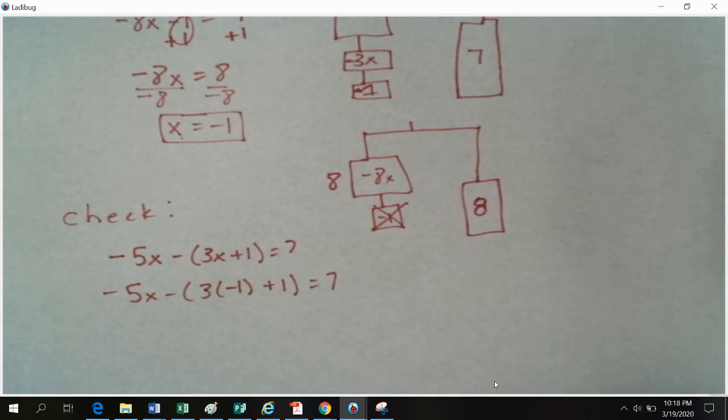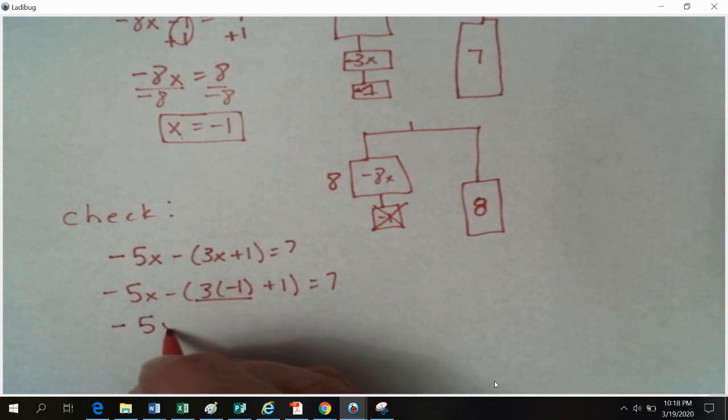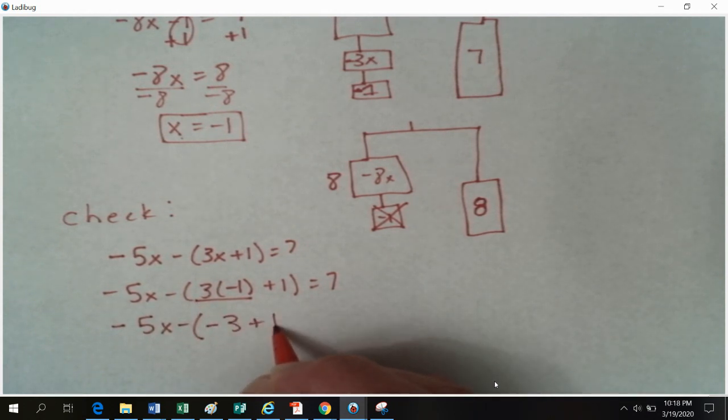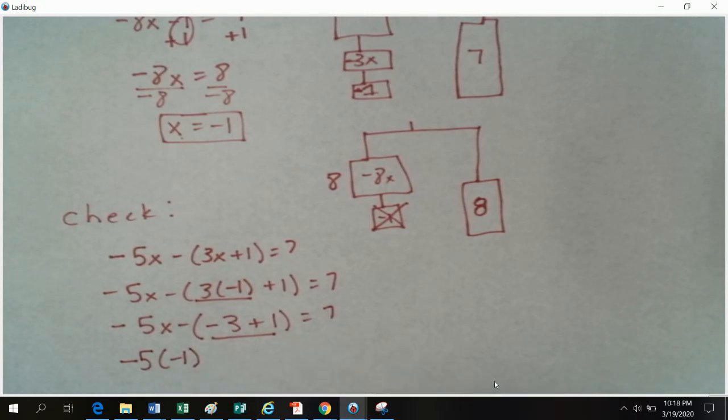Follow the order of operations. Parentheses. I have operations inside that parentheses, so I need to multiply 3 times negative 1. Copy the problem down just as is. Again, follow order of operations. We need to take care of our parentheses and negative, whoops, I forgot to substitute negative 1 in here for x. All right, so the opposite of negative 3 plus 1 is negative 2.